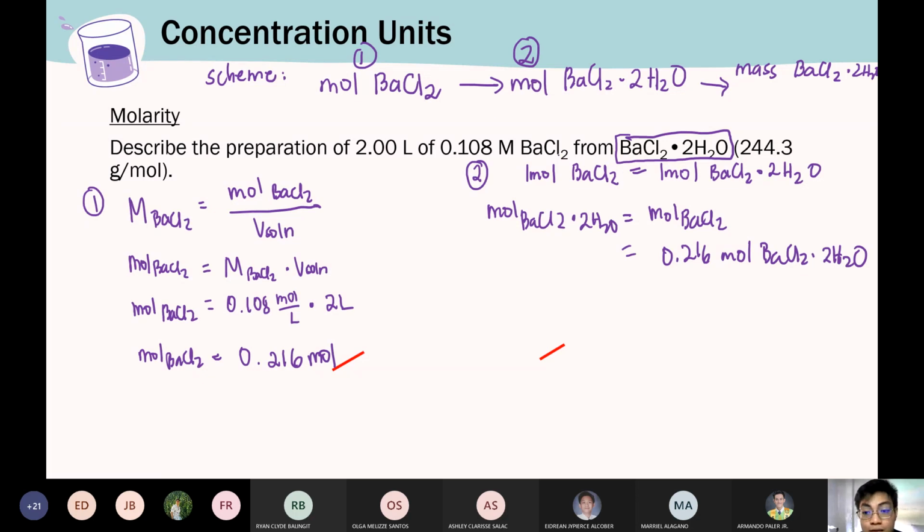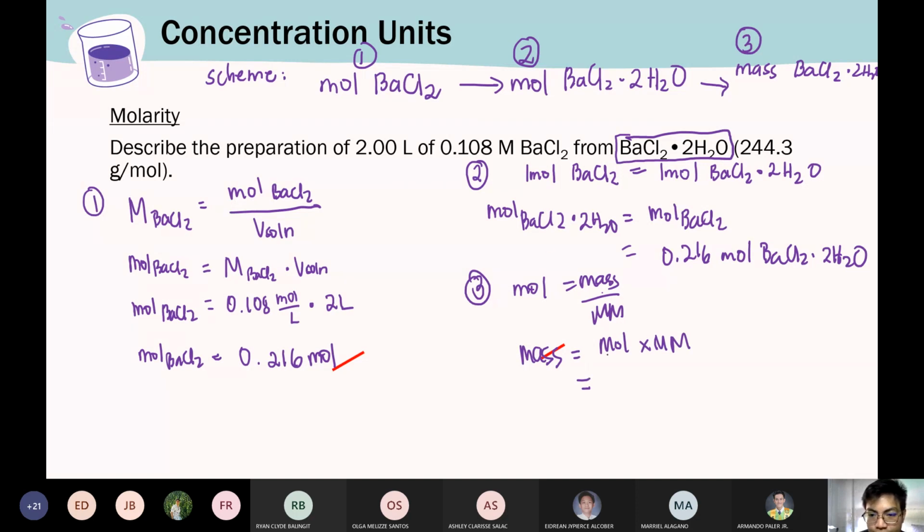Okay. So, ayan na. We get the mole of barium chloride dihydrate. Punta na tayo sa last part. We need to solve for the mass. Mole, hinahanap mass. So, use the equation for moles. Again, mole is mass over molar mass. You're solving for the mass. So, that's a mole times the molar mass. Okay? Cross multiply lang. So, that will be 0.216 mole times the molar mass of barium chloride dihydrate, which is 244.3 grams per mole. Okay, multiply nyo lang yan.